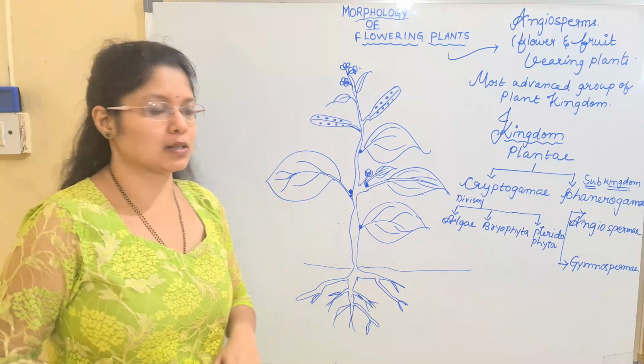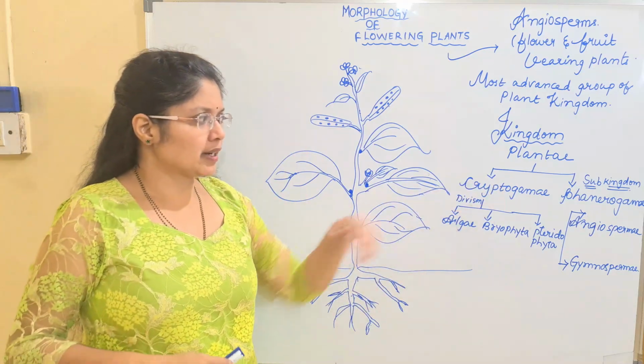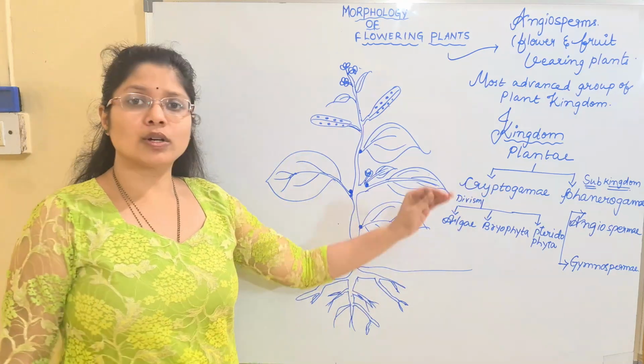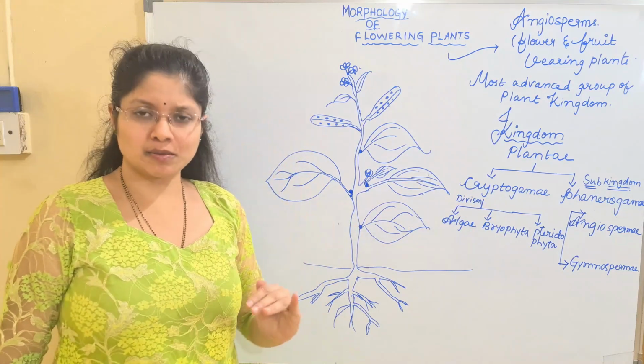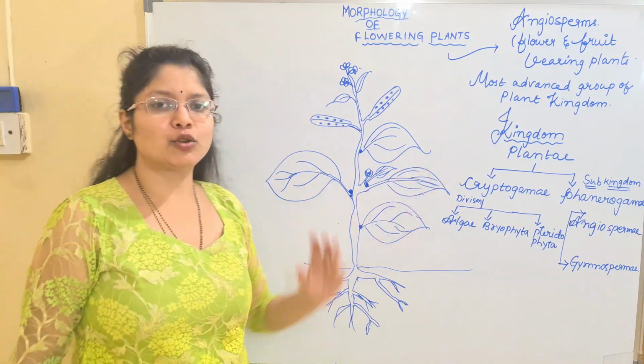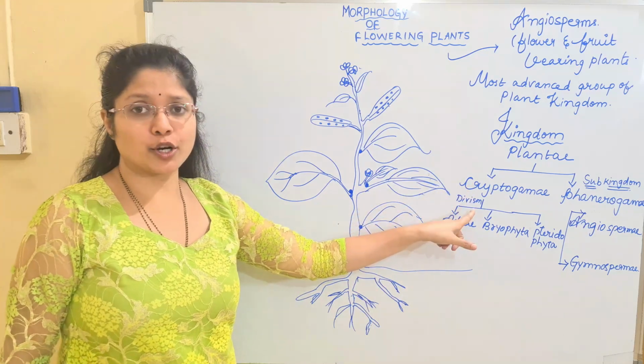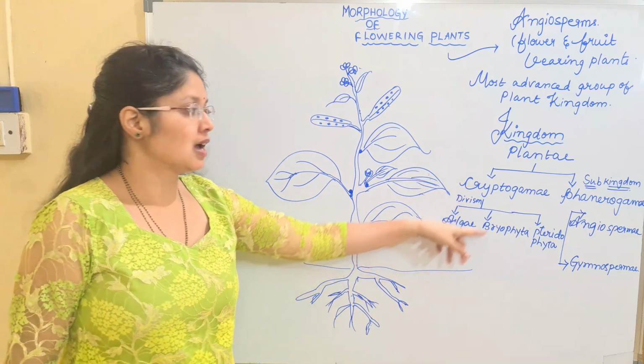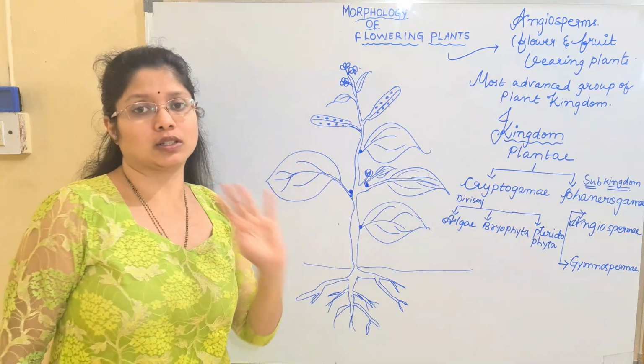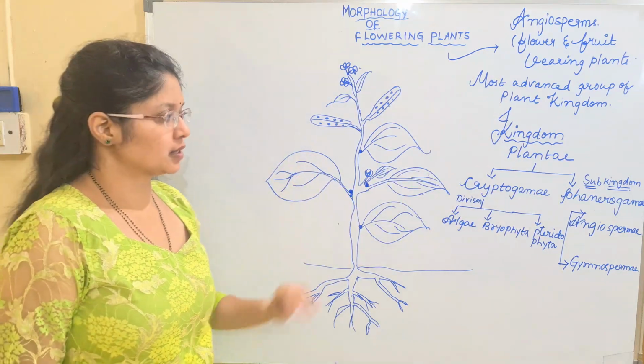Then what are the advanced plants? We have in subkingdom Phanerogamy. So cryptogams are non-flowering plants and phanerogams are the flowering plants. Here the spores are produced for the reproduction, and here the seeds are produced for the reproduction. So this is the major difference.